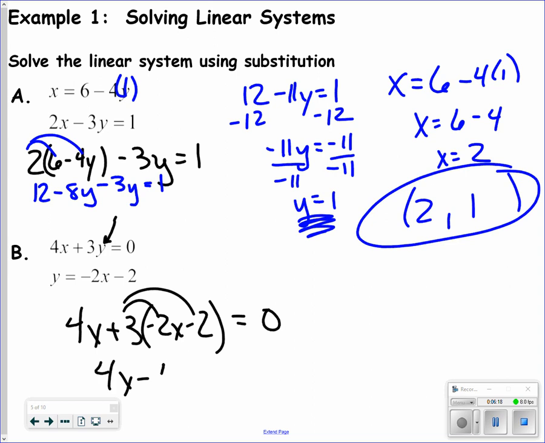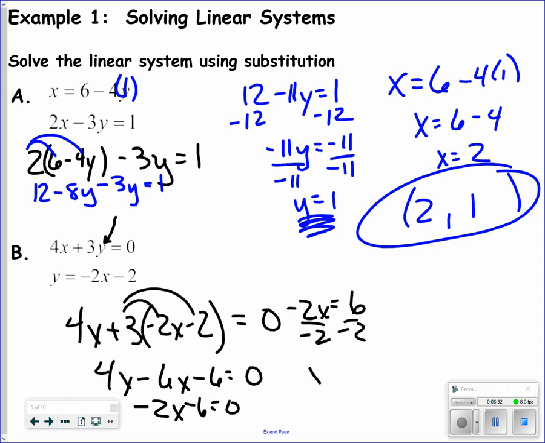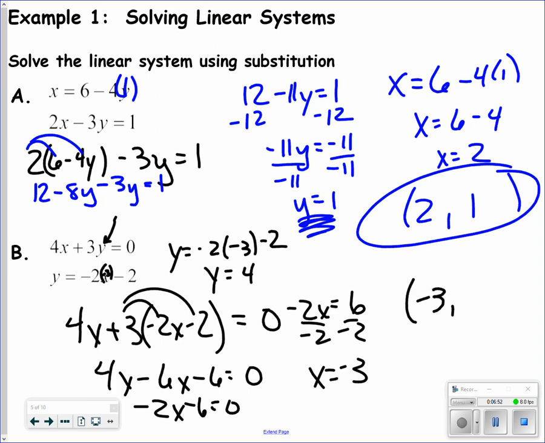So I'm going to distribute the 3. I'm going to add like terms. I'm going to add 6 and get x to be negative 3. I'm not done. That's just half your answer. I now am going to go back up into the original questions, and instead of this x, I'm going to write negative 3. So y would equal negative 2 times negative 3 minus 2. So I end up getting y equals 4. So writing this as a point, x, y, x would be negative 3, and y would be 4.